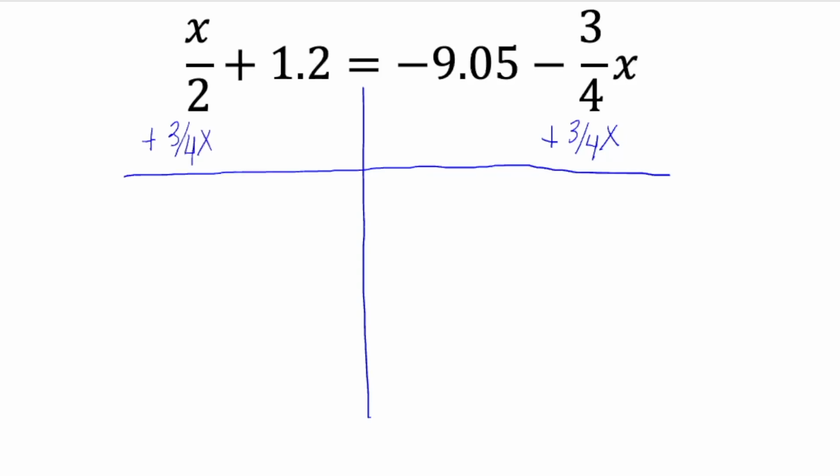Negative 3/4 x plus 3/4 x equals 0. X divided by 2 can be rewritten as 2/4 x. Two-fourths x plus 3/4 x equals 5/4 x.